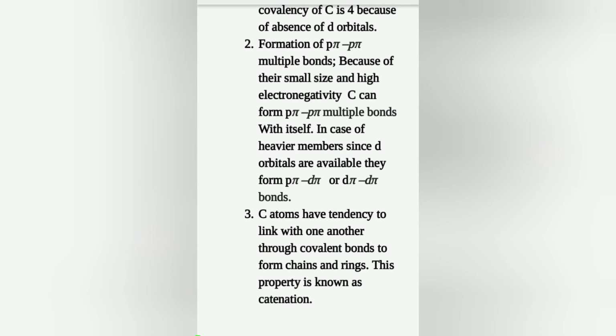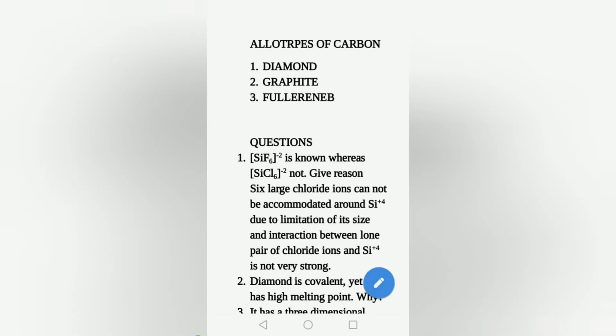The third anomalous property of carbon is that carbon atoms have a tendency to link with one another through covalent bonds to form chains and rings, and this property is known as catenation. So these are the three. Among group 14, carbon has the maximum tendency for the property of catenation.